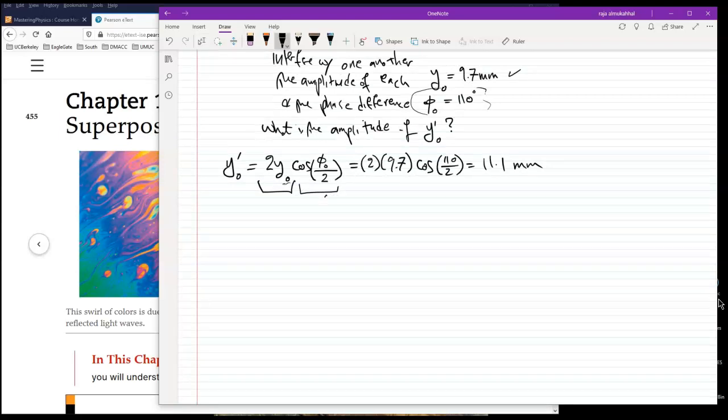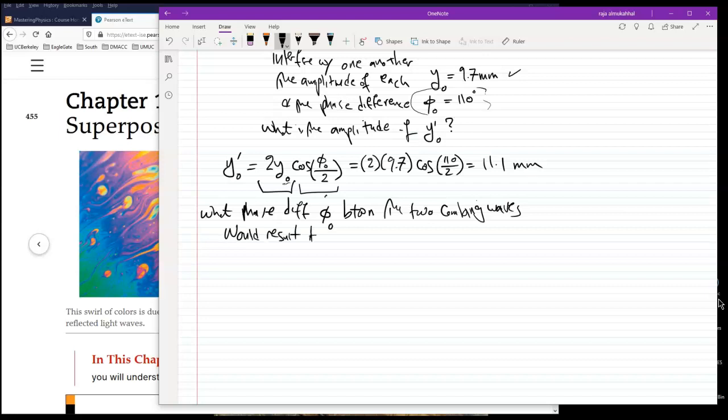Now here's another question for this example. What phase difference phi naught between the two combining waves would result in an amplitude that is the same? In other words, what would be the phase difference?